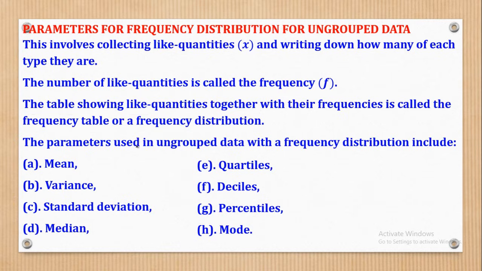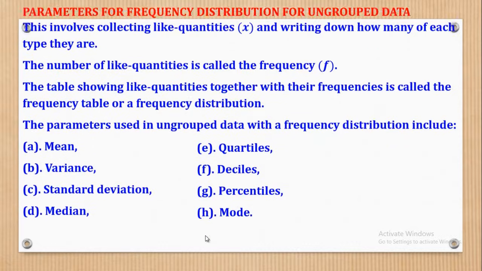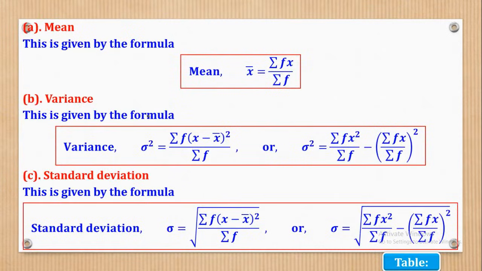And the parameters for ungrouped data with frequency distribution are somehow the same as those for just ungrouped data, but here we add on some others. We add on the quartiles, the deciles, and the percentiles. These ones are the same as before, but the formulas will somehow change. So we are going to first list down all the formulae, and after that we shall go to the worked examples. And these formulae are also available in your mathematical logbook.